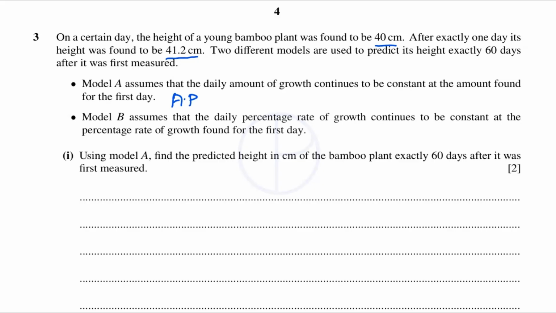Next, model B assumes that the daily percentage rate of growth continues to be constant at the percentage rate of growth found for the first day. So this is a geometric progression. Using model A, find the predicted height in centimeter of the bamboo plant exactly 60 days after it was first measured.